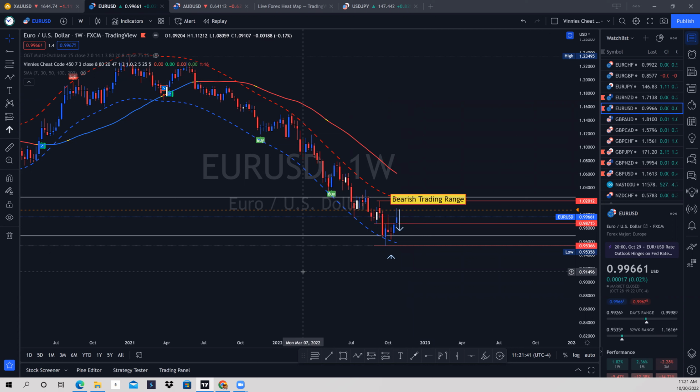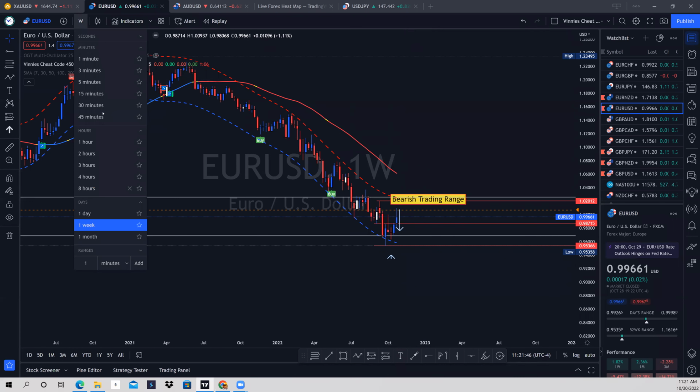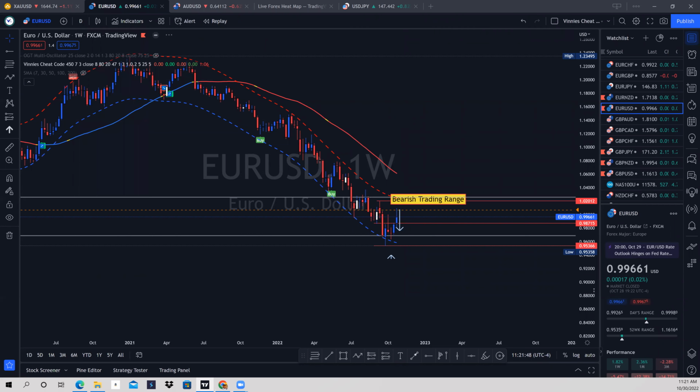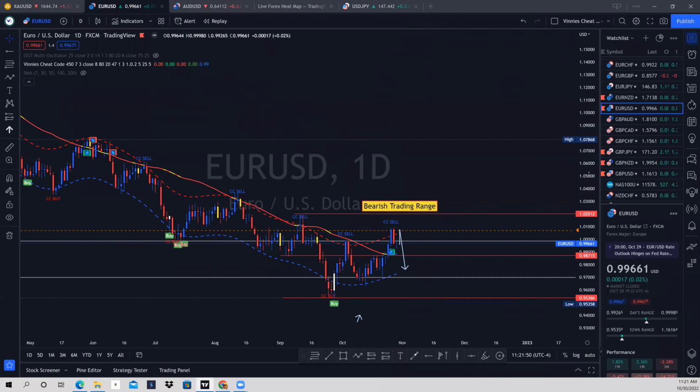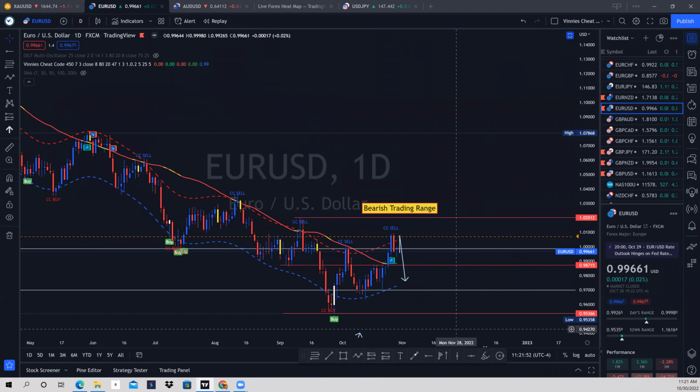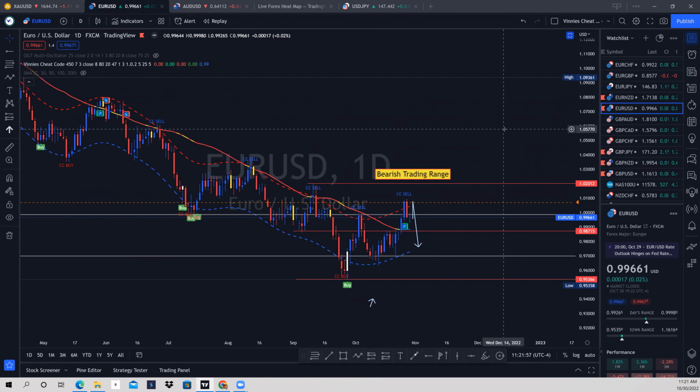But I can't predict price. I can only react to what the market is giving me. So my bias, and my continual bias, unless a breaker structure is broken on the higher time frame, the daily time frame, is that I'm only looking to sell Euro USD. Are there any pairs that you guys want me to analyze for you? Let me know in the chat.